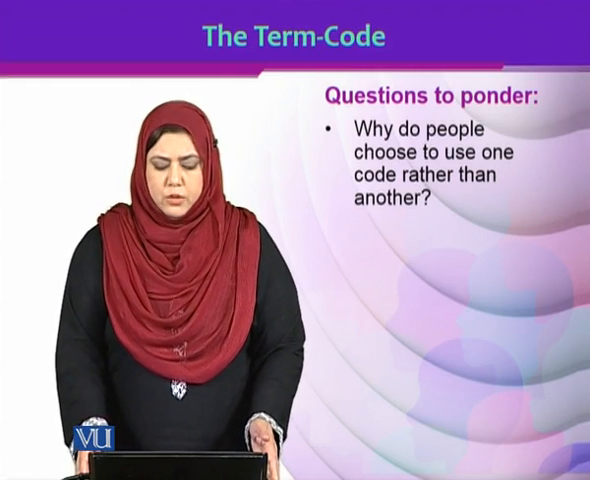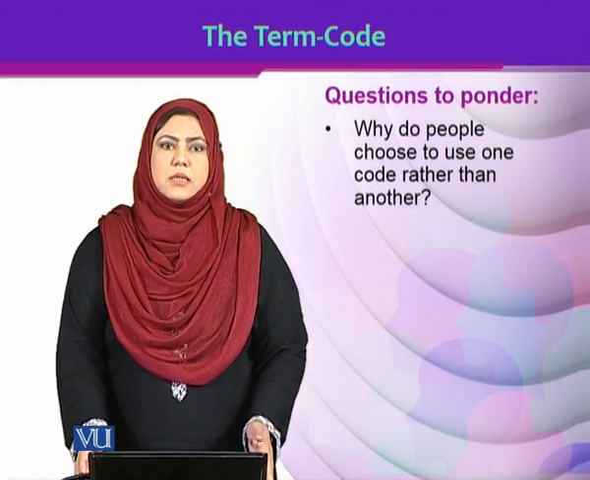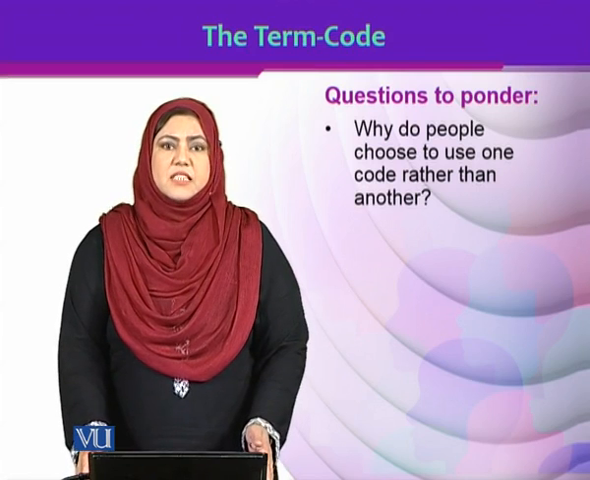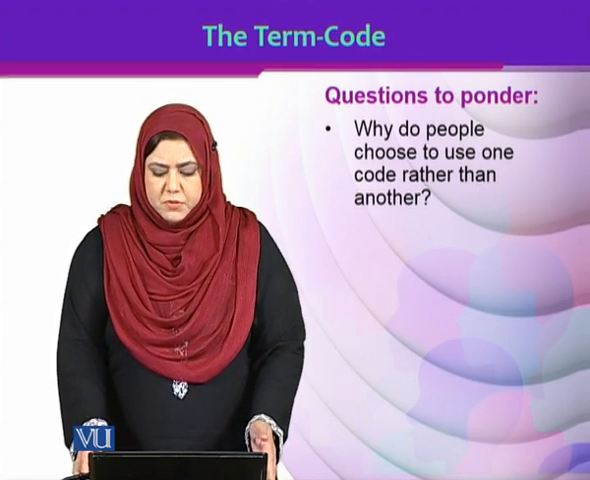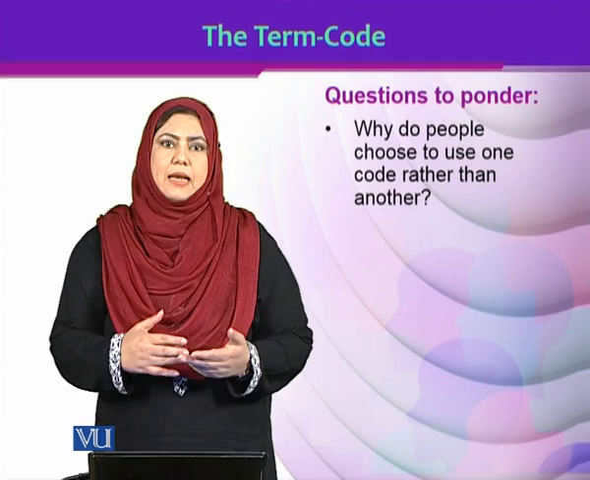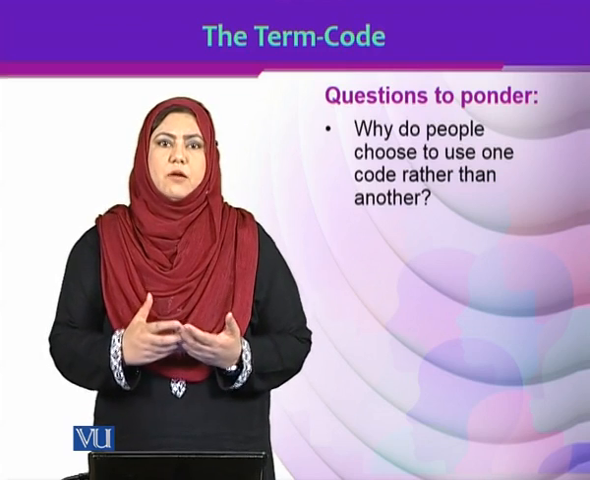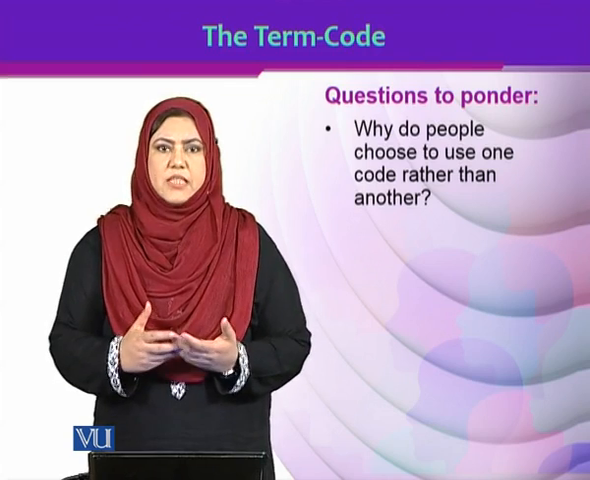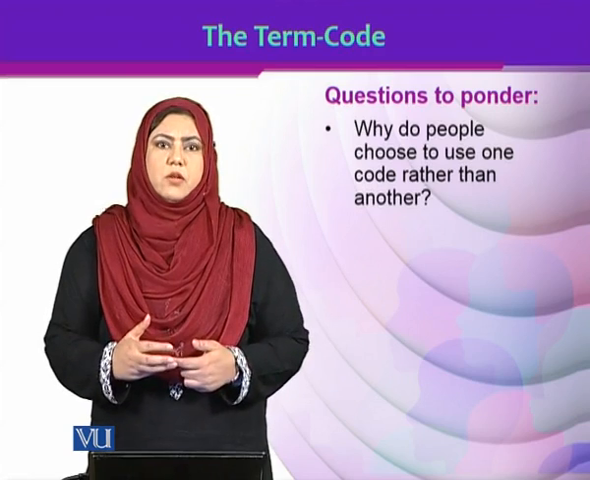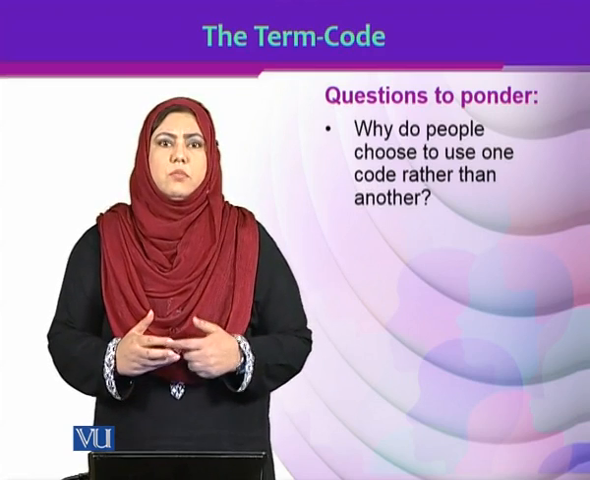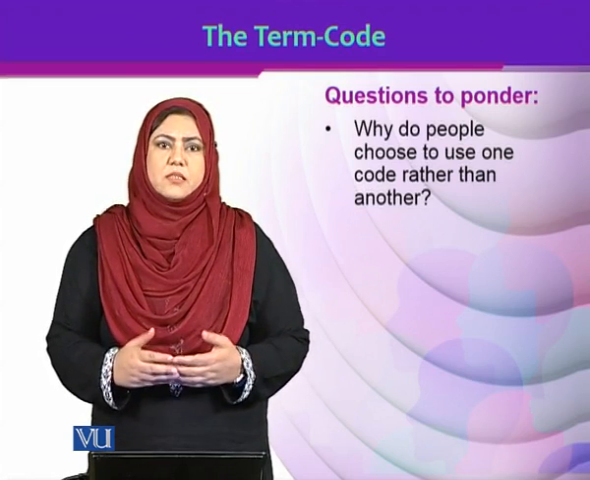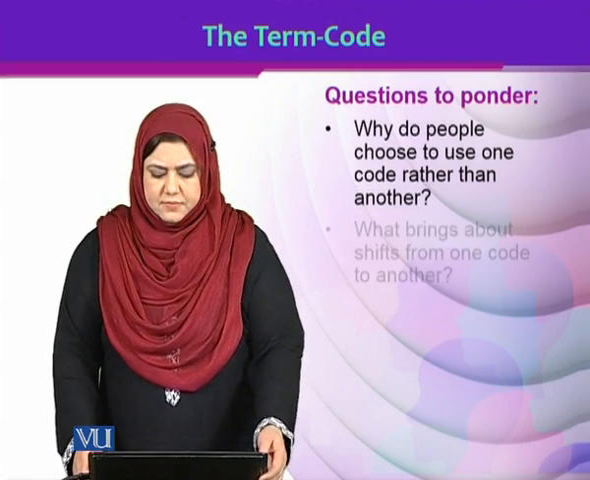With reference to sociolinguistics and the term code, there are certain questions that arise and that we need to ponder over. The first and foremost important question is, why do people choose to use one code rather than another? If you look at the ground realities of the world, people generally know more than one code, and they make choices among these codes. Why do people choose a particular code in a particular situation? Why do they make a choice of one code over the other? These are important questions to think about in sociolinguistics.